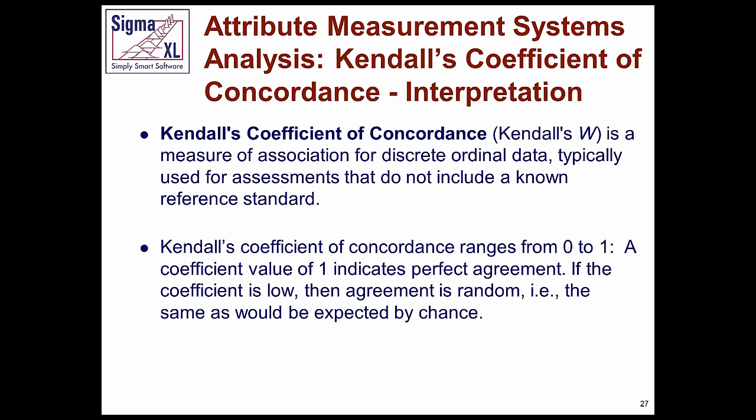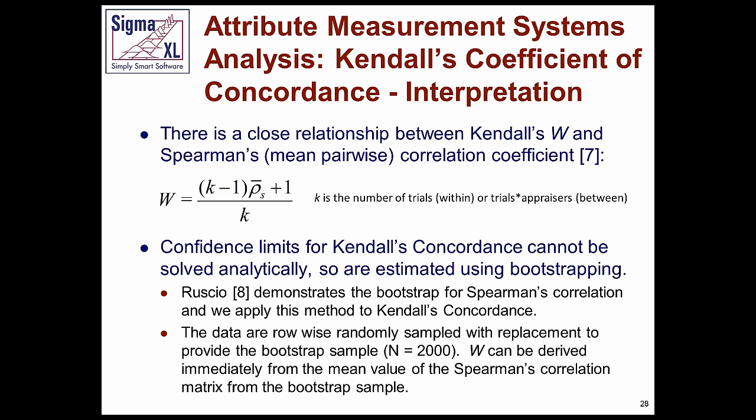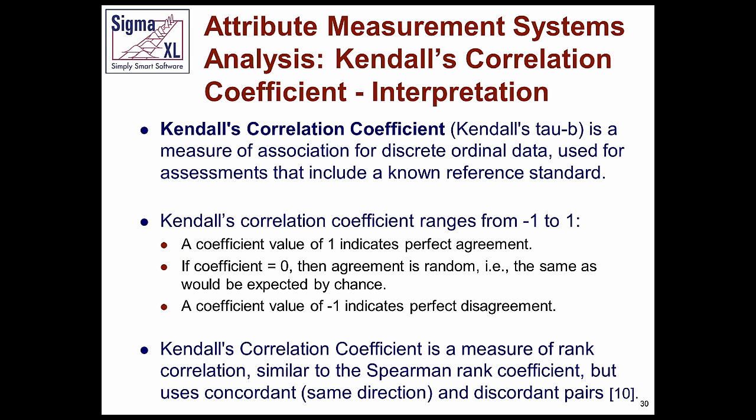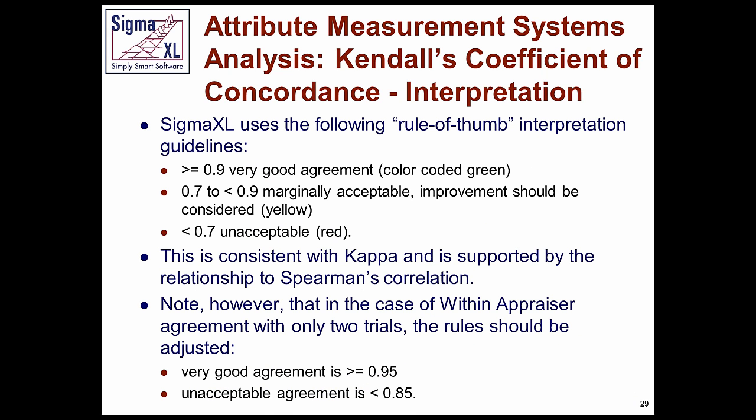And then for ordinal, we have the Kendall correlations. And there's two kinds. There's what's called Kendall's concordance. And Kendall's concordance is used when you have an unknown, or there is no reference standard. For example, comparing two appraisers. And Kendall's correlation is used when you're comparing against a known standard or a known reference. There are slight differences here.